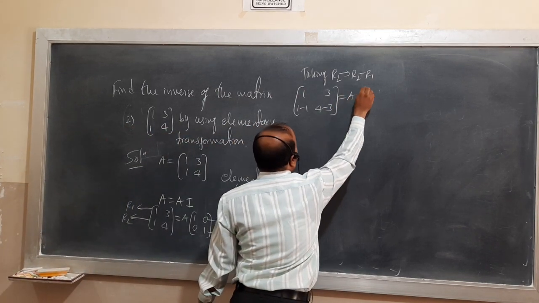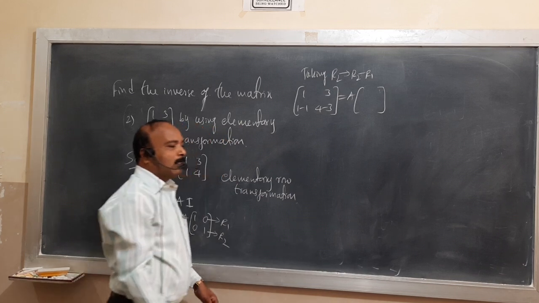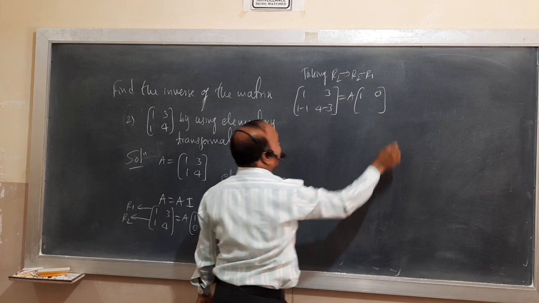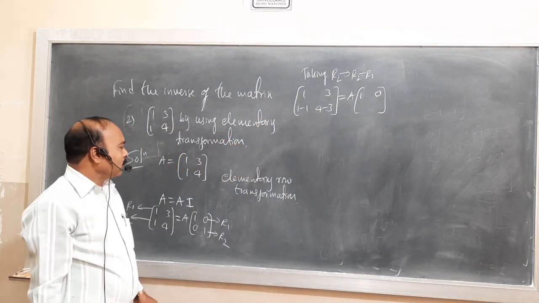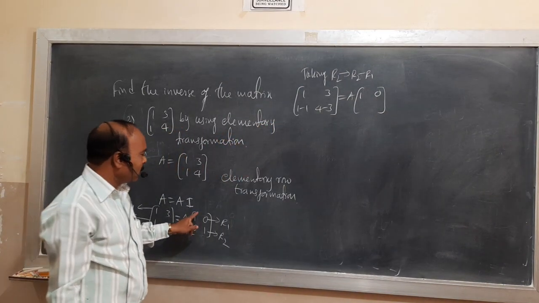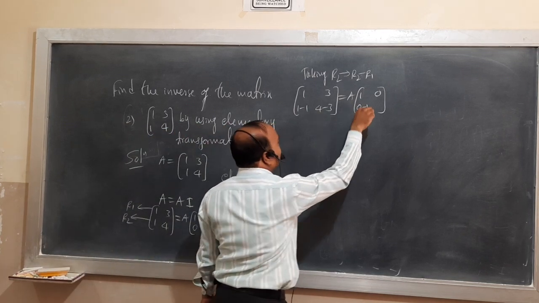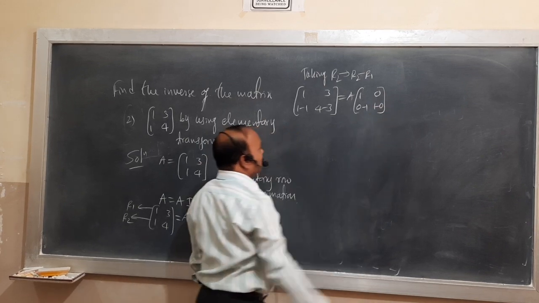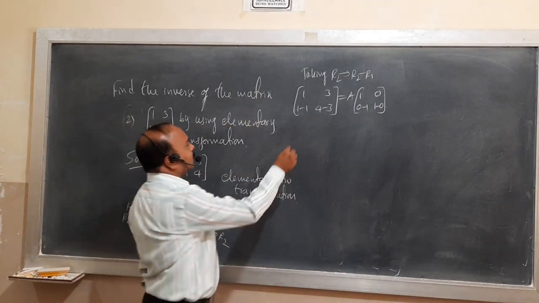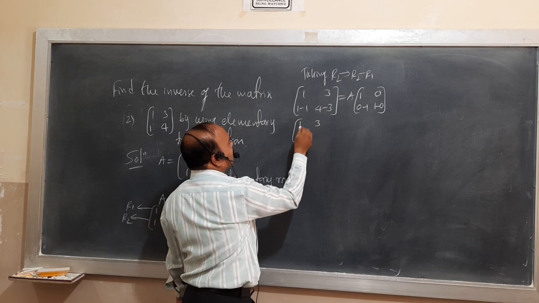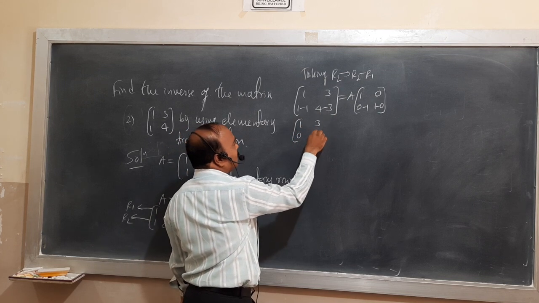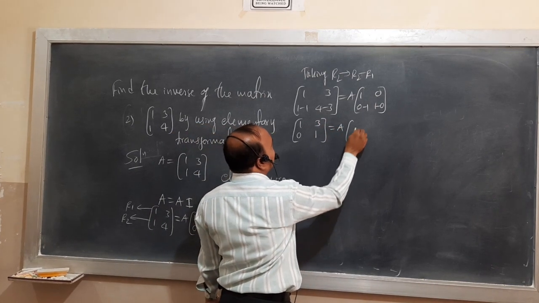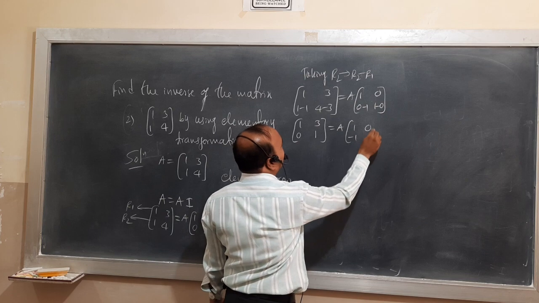Now the right side is also changing. First row as it is, 1 0. The second row is changing as second row minus first row. Here also R2 minus R1. That is 0 minus 1. Second element 1 minus 0. Then we get 1 3 0, 4 minus 3 is 1. Here the right side, first row as it is, 1 0, and the second row minus 1 1.